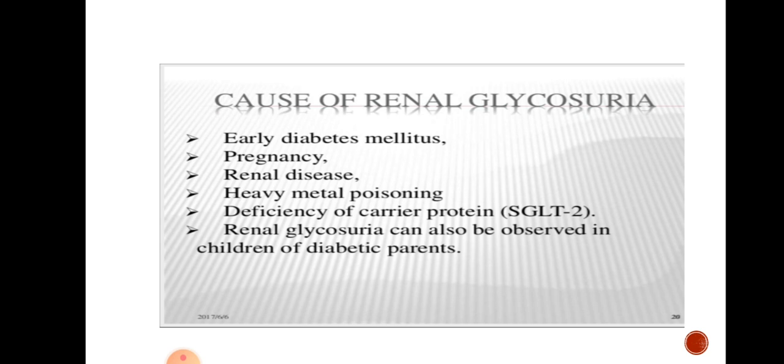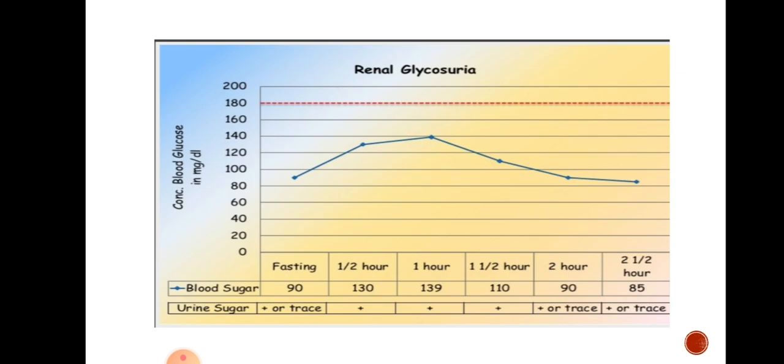Causes of renal glycosuria: early diabetes mellitus, pregnancy, renal disease, heavy metal poisoning, deficiency of carrier protein SGLT2. Renal glycosuria can also be observed in children of diabetic patients. So this is the graph of renal glycosuria. You can see that the blood glucose value is not so high, right? But in urine, the sugar is always present. That is renal glycosuria.